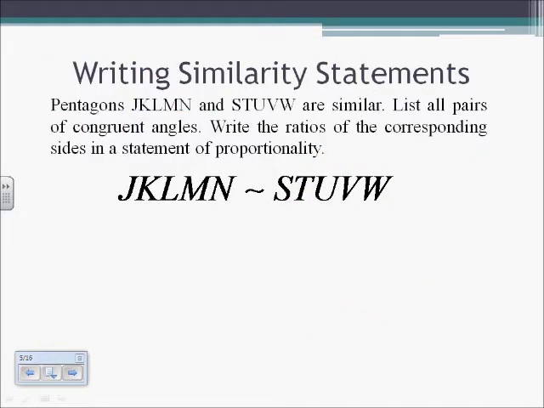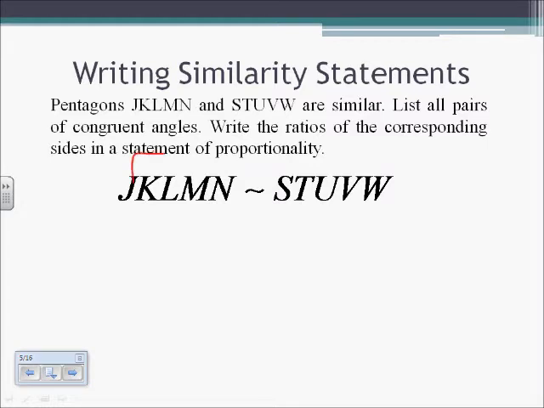Same thing happens here, writing similarity statements. Pentagons JKLMN and STUVW are similar. List all the pairs of congruent angles, write the ratio of the corresponding sides in a statement of proportionality. So this will be on our test. We'll be asked to do this following task.